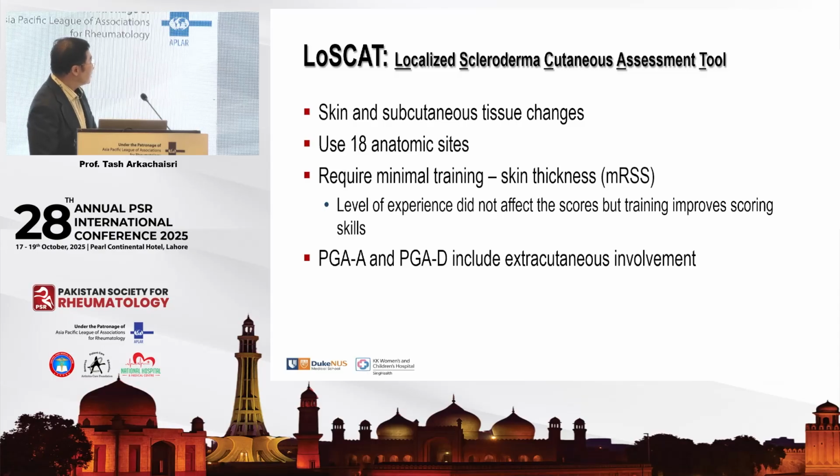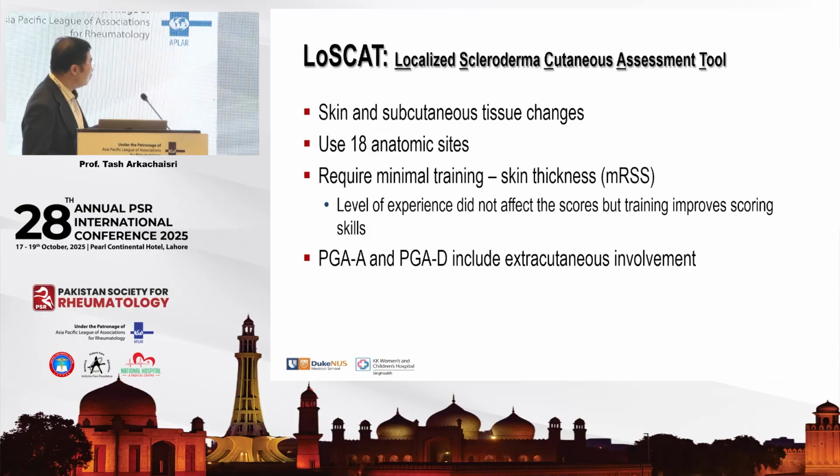only. As I said, this is actually like systemic sclerosis, where you look at the skin thickness, and then that varies according to the disease activity, especially in the diffuse cutaneous form. So we look at the skin and subcu. As I said, we use 18 anatomical sites that I will show later. And this requires minimal training because skin thickness, we use the same as systemic sclerosis, modified Rodnan skin score. And then I'll go through that in 10 minutes.